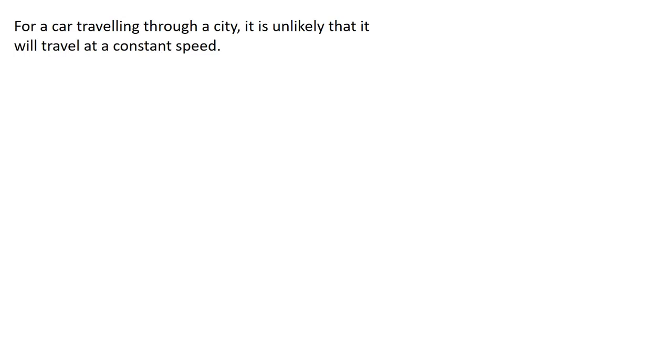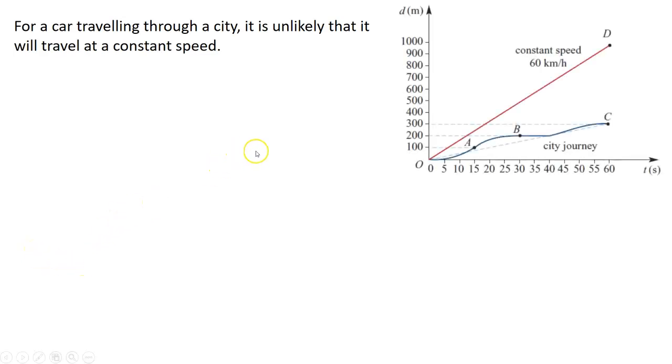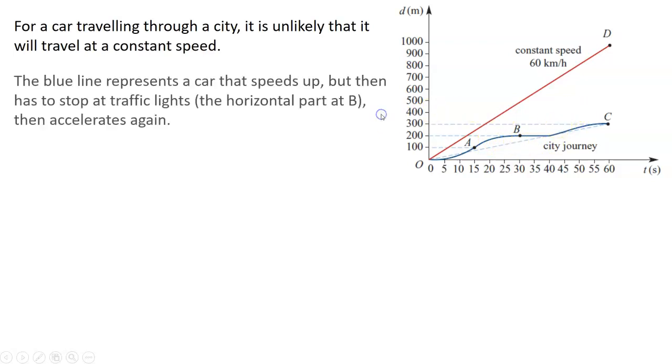So if we think about a car travelling through a city, it's unlikely that it travels at constant speed. There's lots of different things that could happen to it. So in this distance time graph, a constant speed would be represented by a straight line. For example, going at 60 kilometers per hour down a rather empty straight road. Whereas if we're driving through a city, there's traffic lights to deal with, there's corners to turn around, there's people trying to park that might hold you up.